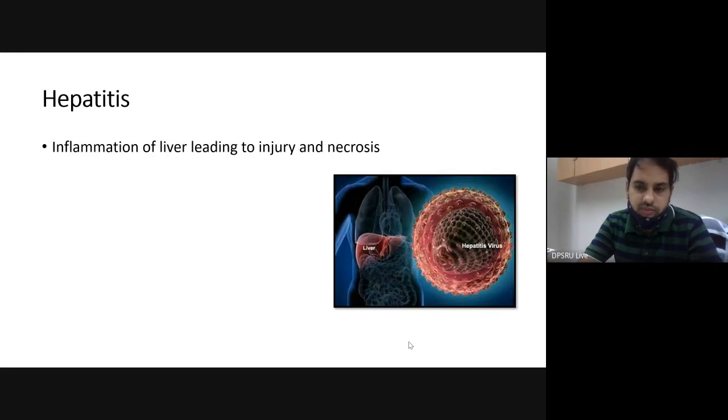Hepatitis. Today we are going to discuss hepatitis. If you remember, I told you when there is a word itis, itis means inflammation. So in this case, inflammation of what? Inflammation of hepatocytes, and hepatocytes are the liver cells.